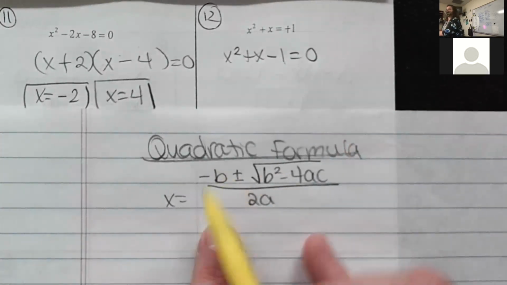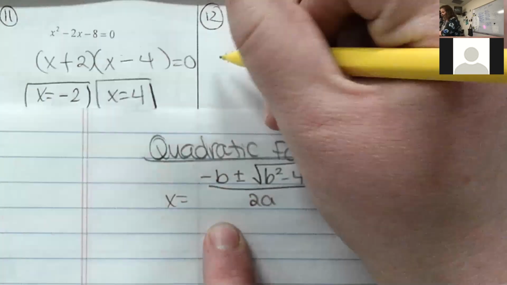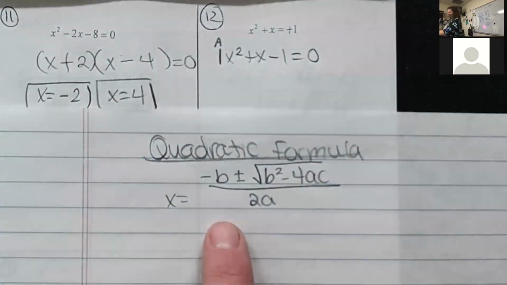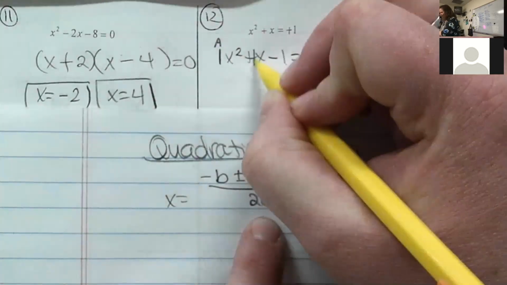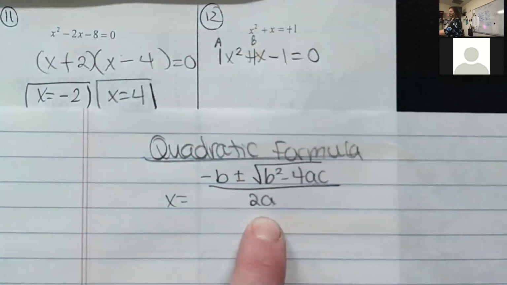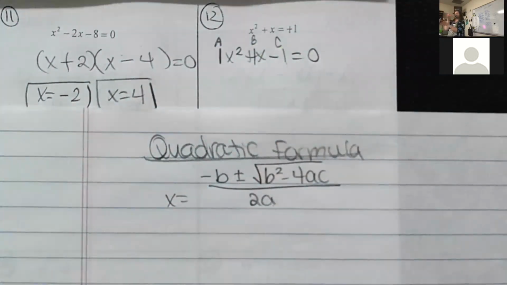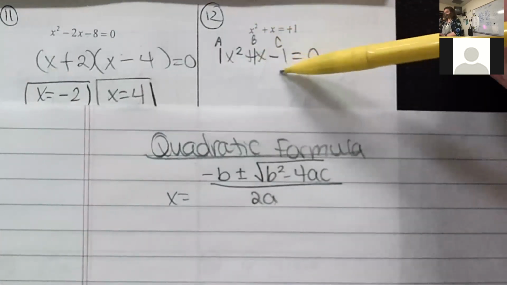These A's, B's, and C's come from the coefficients in front of the variables and the regular number. A is in front of this x squared, which is technically a 1. B is in front of the x. Coefficient means number in front. And C is your constant, or your regular number. Now the signs stay with the letters. So A is a positive 1, B is a positive 1, C is a -1 in this case.